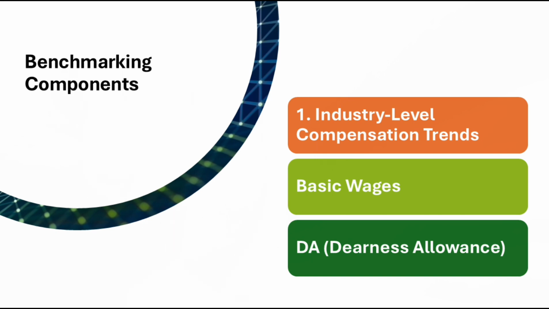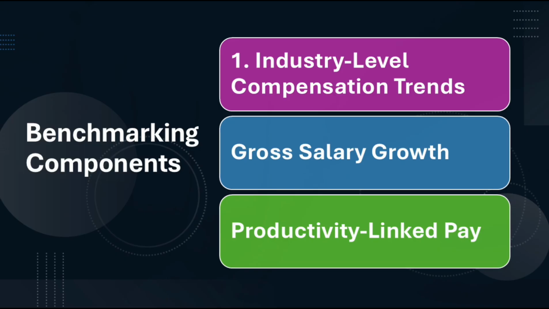Basic wages. Compare the percentage increase offered over previous settlements and study the trend across different cement companies. DA allowance. Analyze whether the DA structure is linked to CPI or fixed, along with the frequency of revisions. Gross salary growth. Evaluate the overall increase in employee cost to company after the settlement. Productivity linked pay. Check whether companies are introducing productivity incentives or variable pay components as part of the LTS structure.